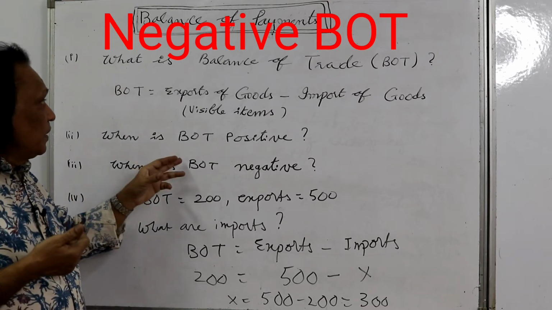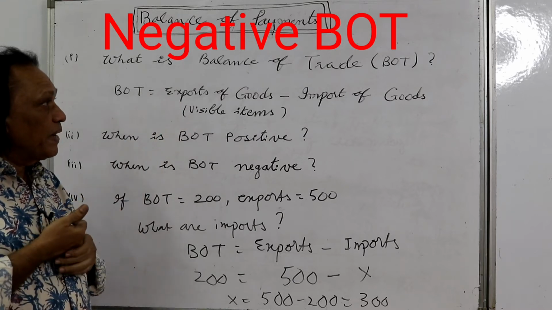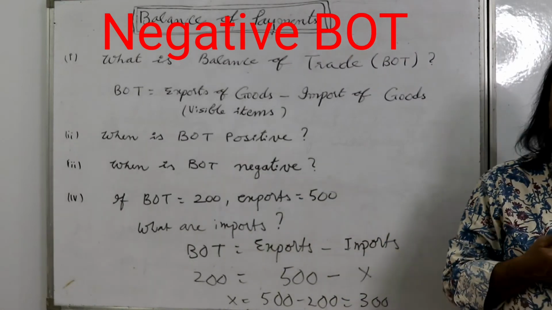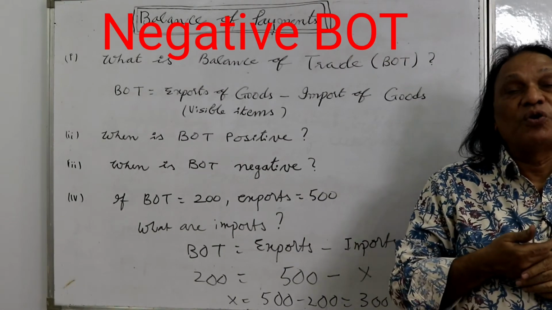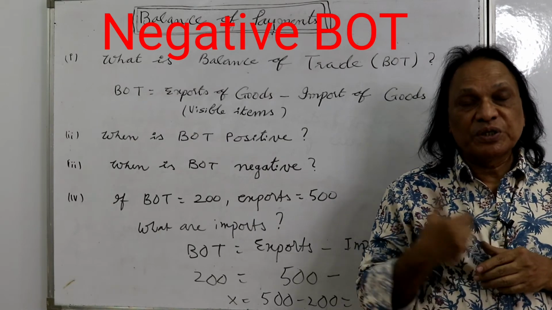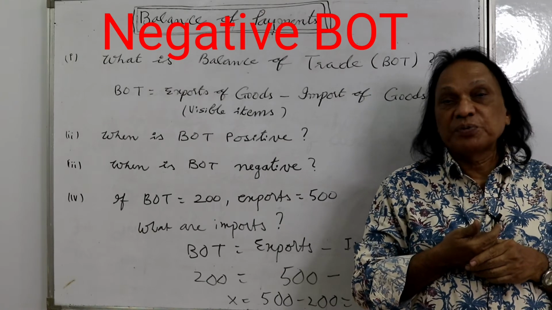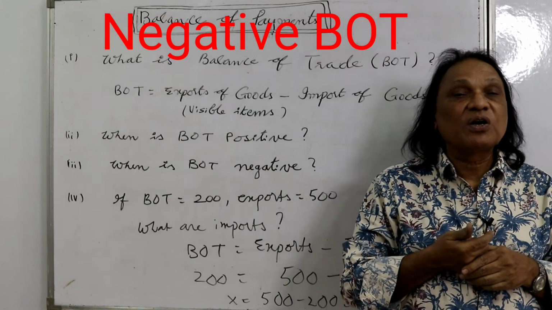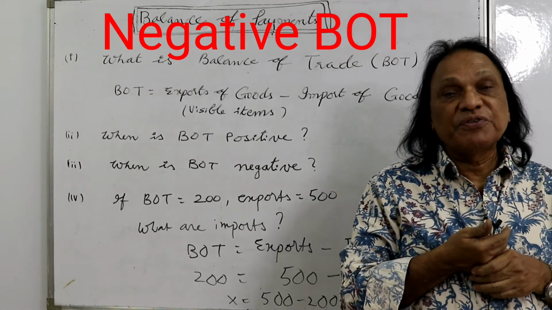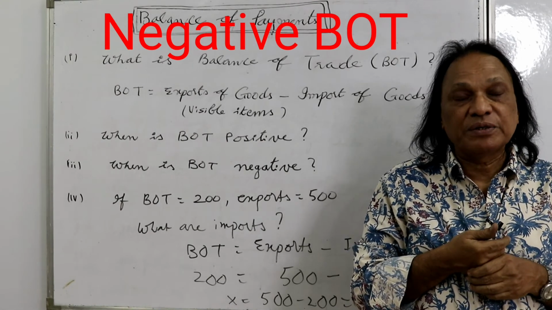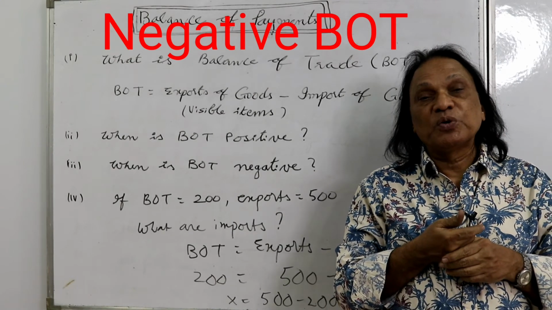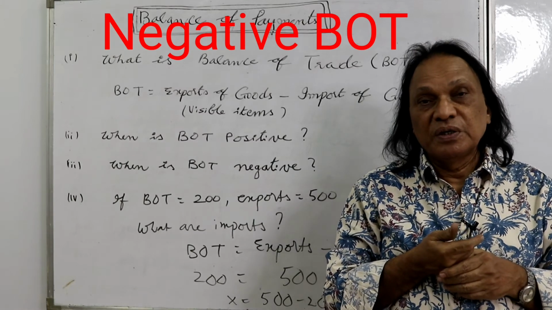So we repeat once again. What is balance of trade? Balance of trade is the difference between exports and imports of goods only. It does not include services. Goods, in economics, we call them visible items. Services, we call them invisible items. BOT is the difference between exports and imports of only visible items or goods. BOT formula is X minus M, exports of goods minus import of goods.